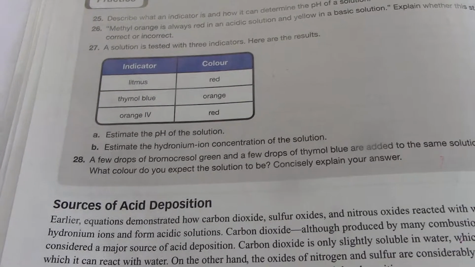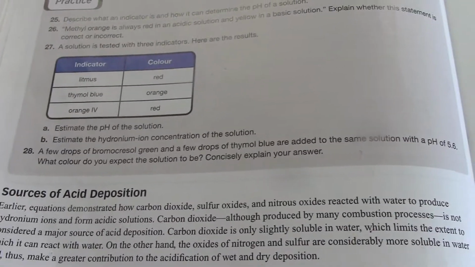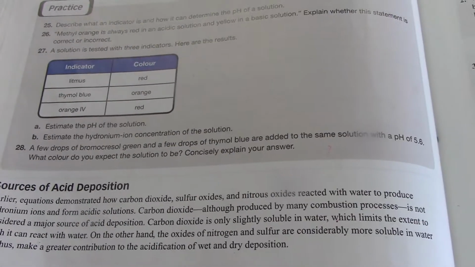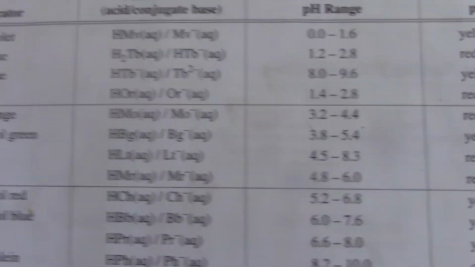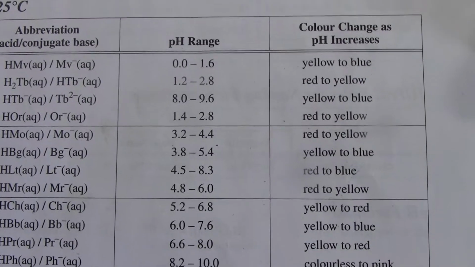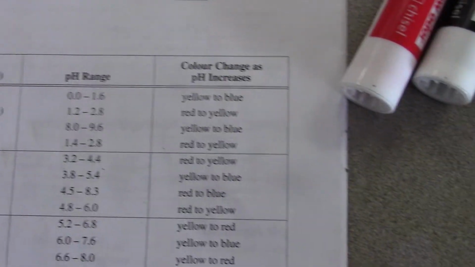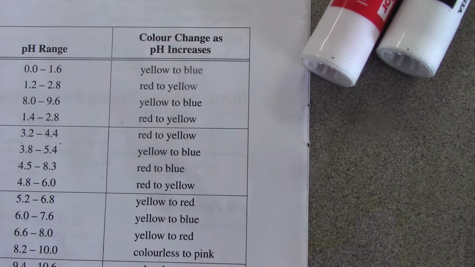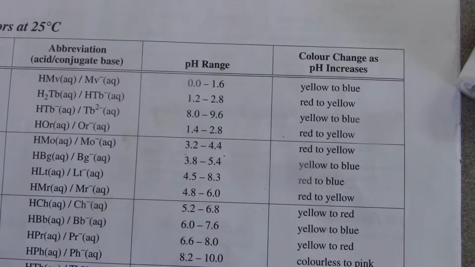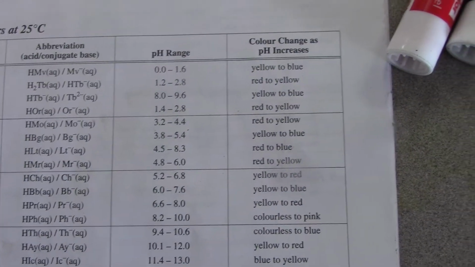But if we look at number 28, it says a few drops of bromocresol green and a few drops of thymol blue are added to the same solution with a pH of 5.6. What color do you expect this solution to be? So bromocresol green, 3.8 to 5.4. The pH is 5.6. So I would expect the bromocresol green to be blue. If we had two different little spot plates with the same solution, we would expect bromocresol green to turn blue.